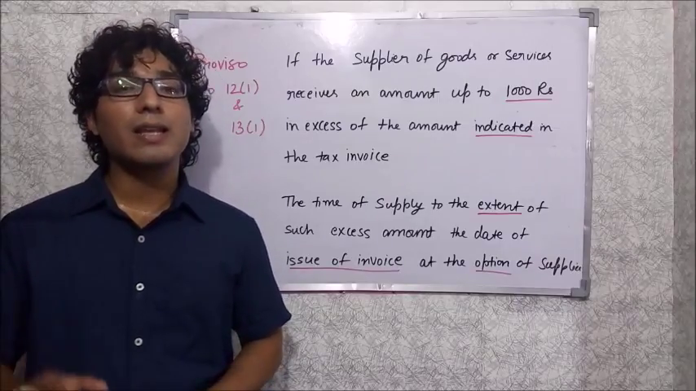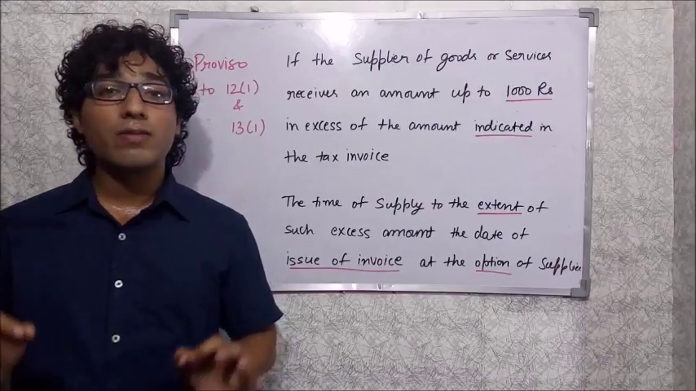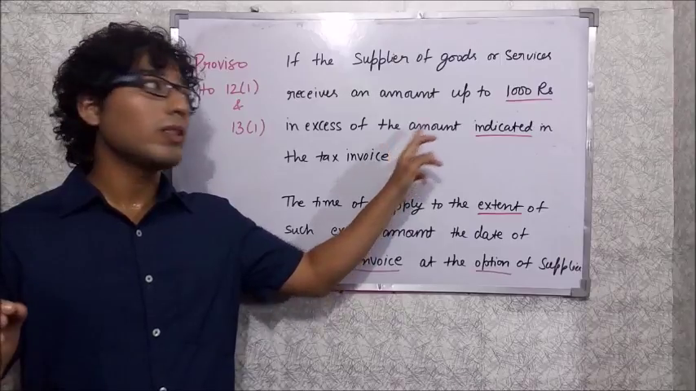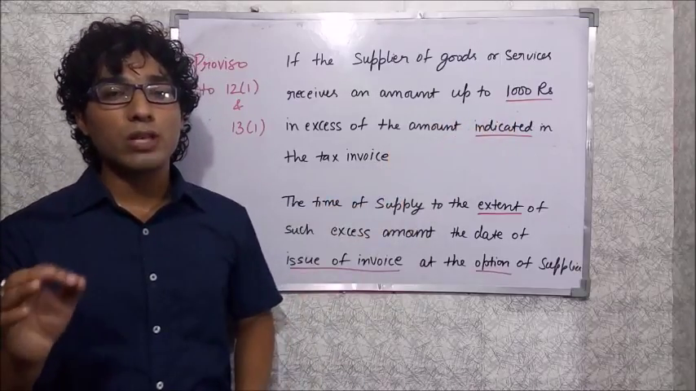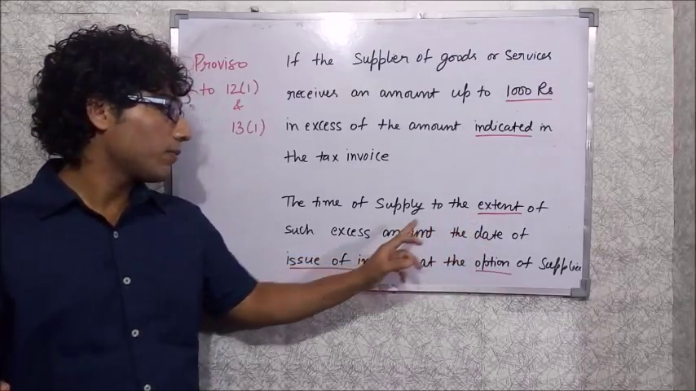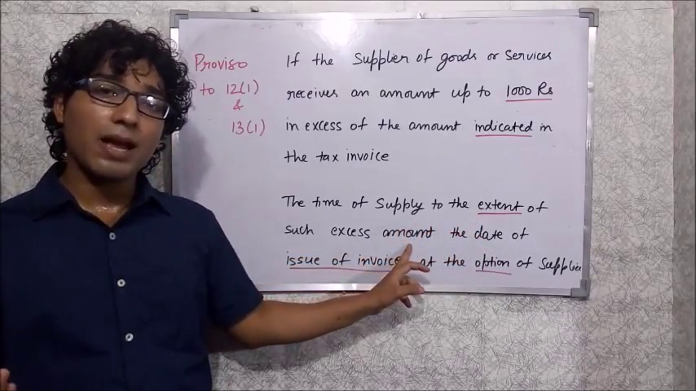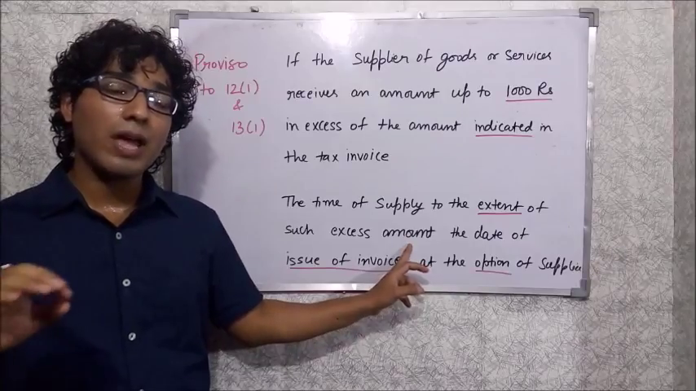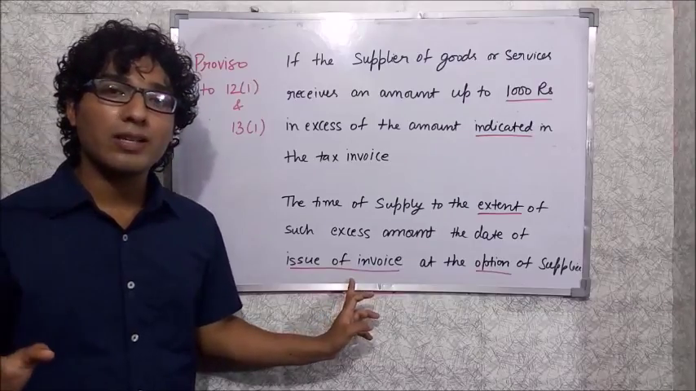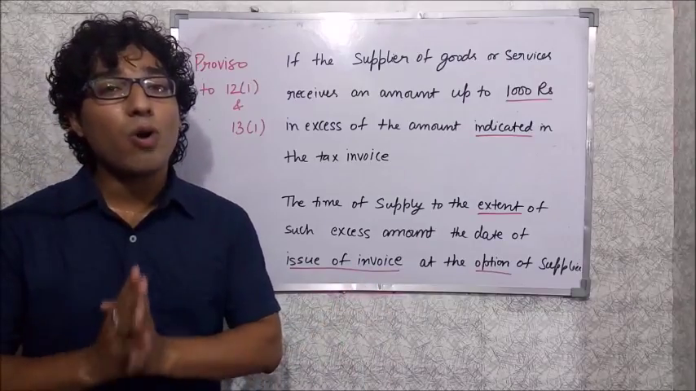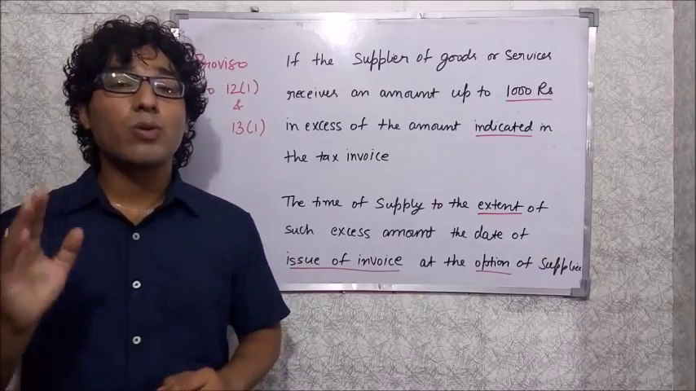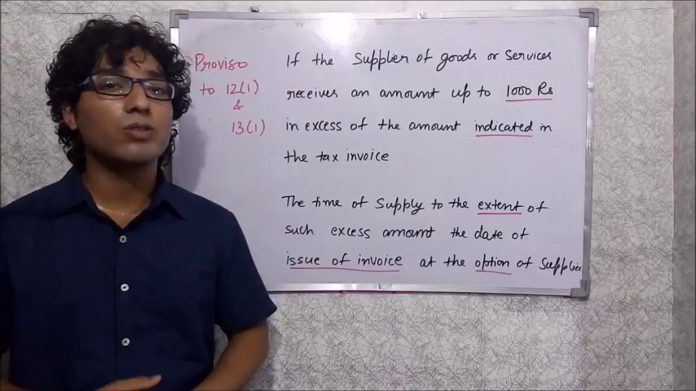So in our example, when we issued the invoice of 2000 rupees and received the payment of 2500 rupees, all the conditions are fulfilled. First, you issued the invoice first and received the payment up to 1000 rupees in respect of that invoice. The time of supply of those advances, to the extent of only 500 rupees, will be the date of issue of invoice, and the supplier has the option to consider the time of supply in respect of those advances to be the date of issue of invoice.